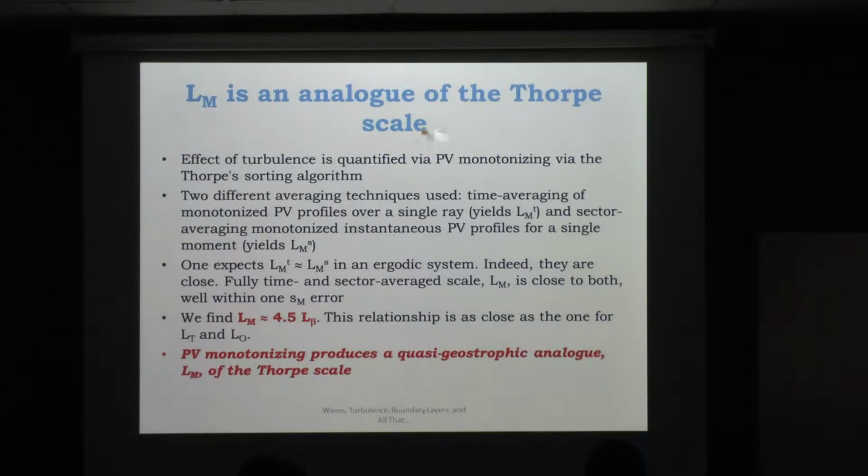So this is the analog of the Thorpe scale for planetary jets. And it's very useful because it gives us a possibility to compute the rate of inverse cascade without computing the spectra. So hopefully this method will attract attention and people will start using it.